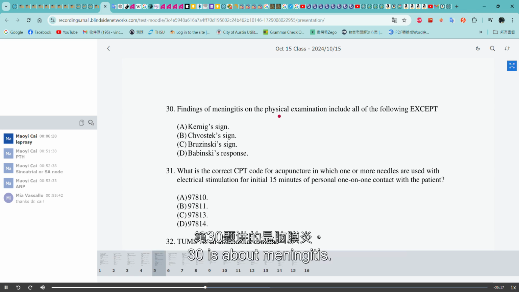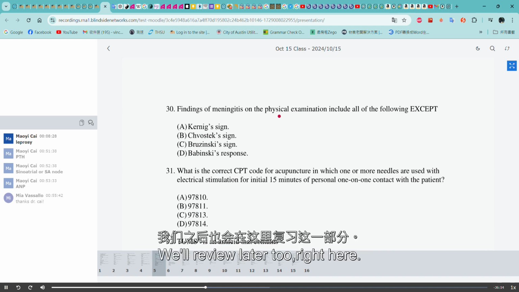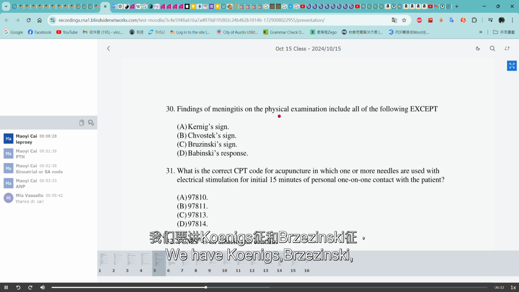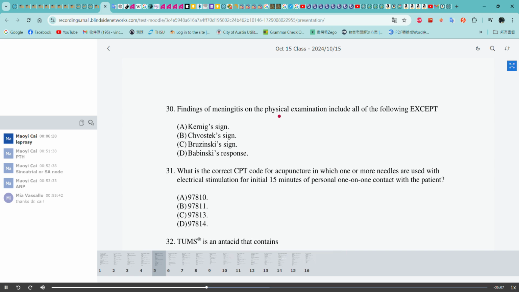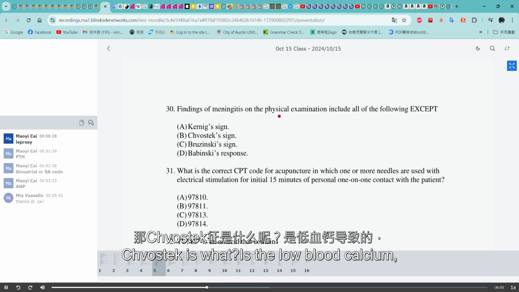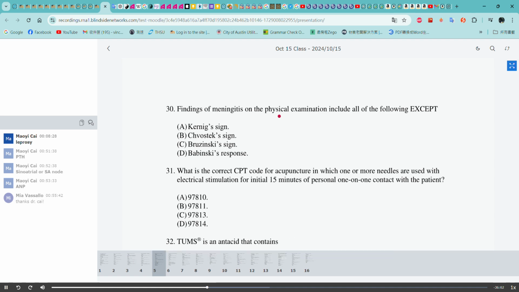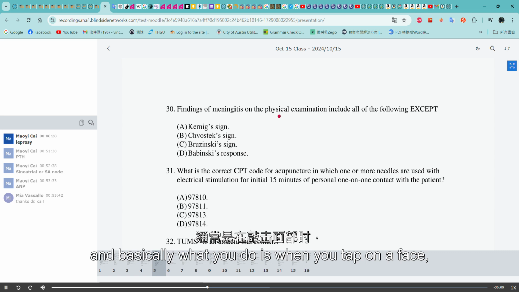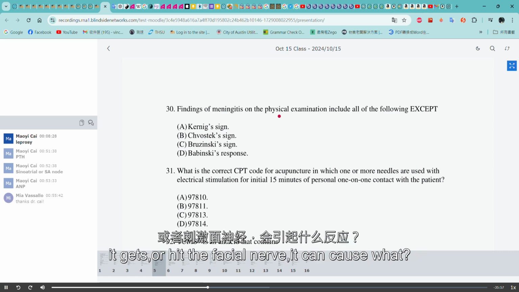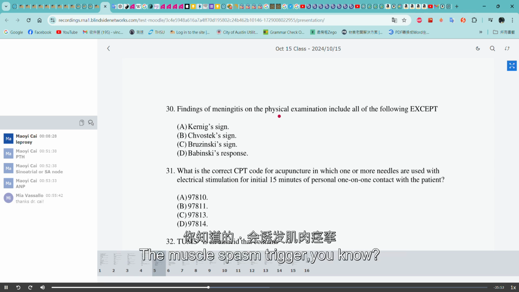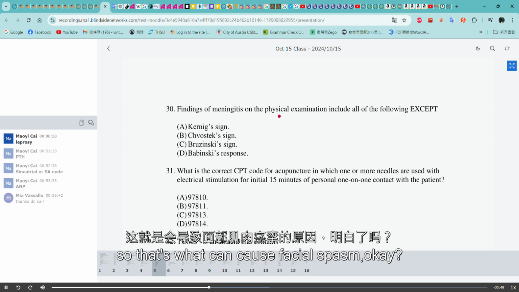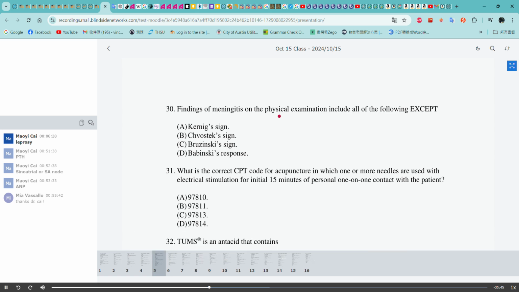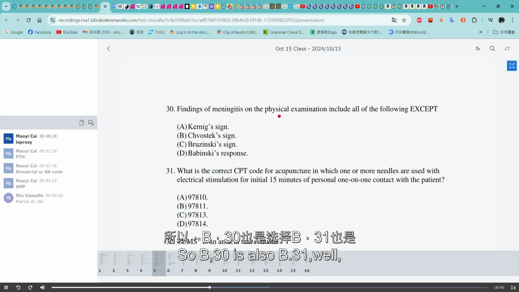30 is about meningitis. In meningitis, you do have some signs. We'll review it later too, right? Here, we have Kernig's, Brudzinski, Babinski, but not Chvostek. Chvostek is what? It's low blood calcium. Basically, when you tap on the face, it hits the facial nerve, and it can cause a muscle spasm trigger, because you don't have enough calcium. So the muscle is a little irritated. That's what can cause facial spasm, okay? So B. 30 is also B.